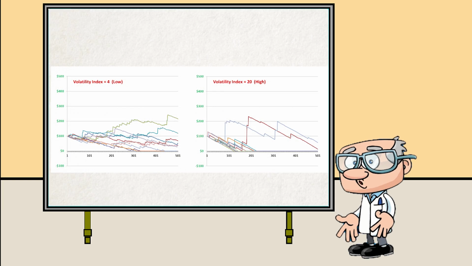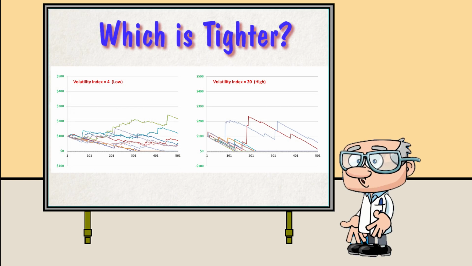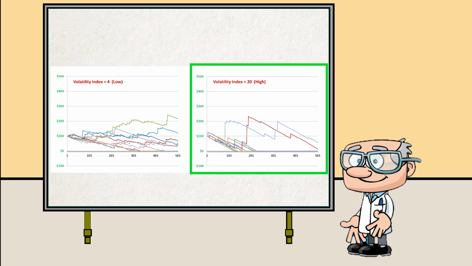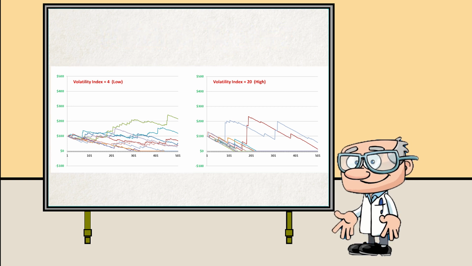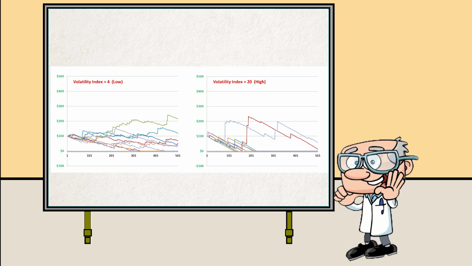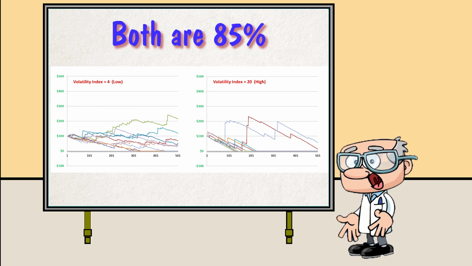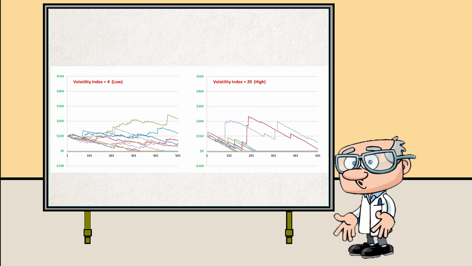And to prove a point, which of these two machines is tighter? The low volatility machine or the high volatility machine? The answer is that the payback of both of these machines are identical. They're both 85%. The same, in fact, as the previous two charts.